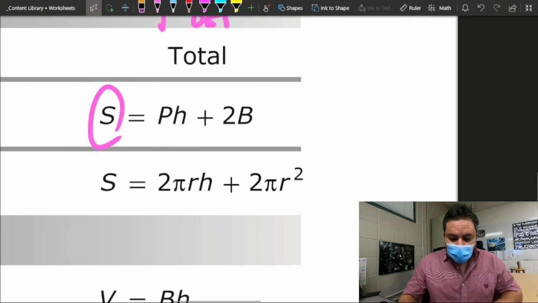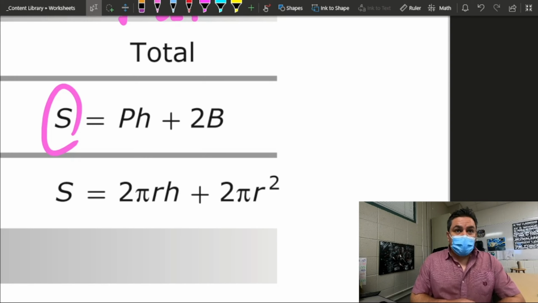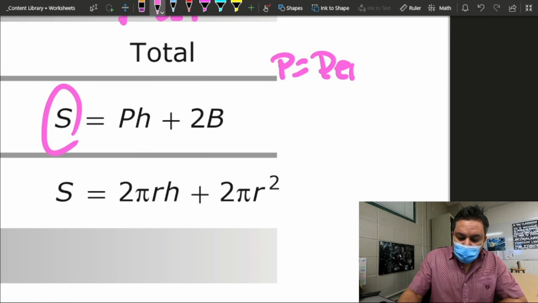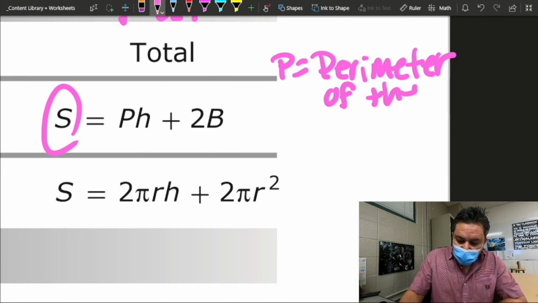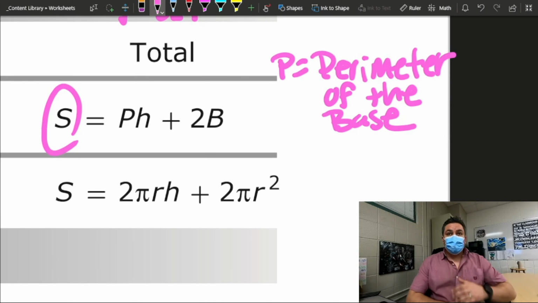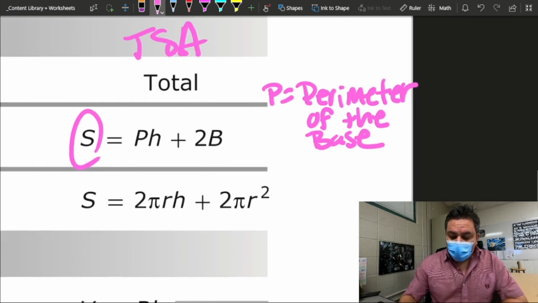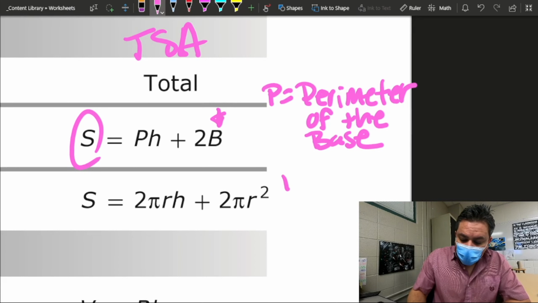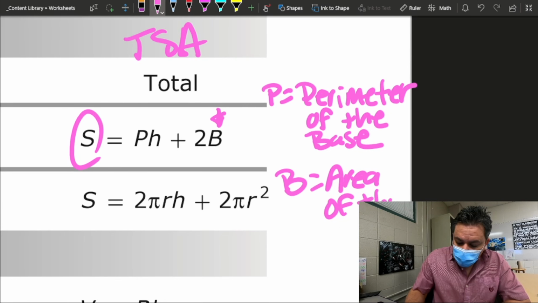Now, something that we need to know, and you might want to write this down: uppercase P stands for perimeter of the base. Perimeter of the base. And these letters are also used on volume. So P stands for perimeter of the base, and uppercase B stands for area of the base.